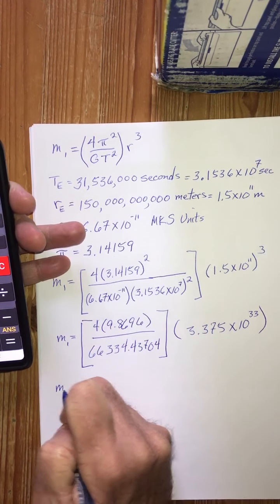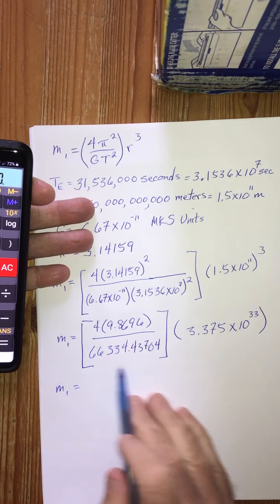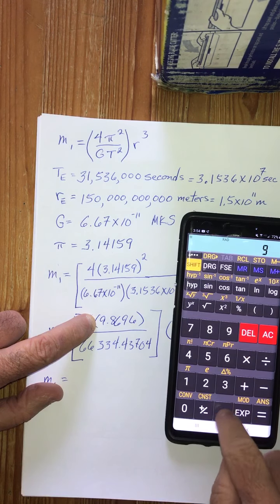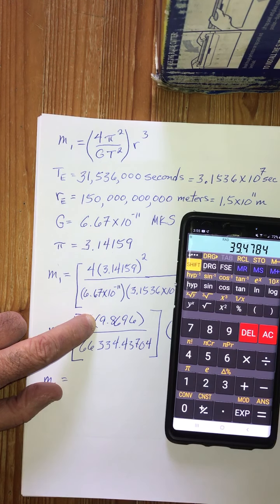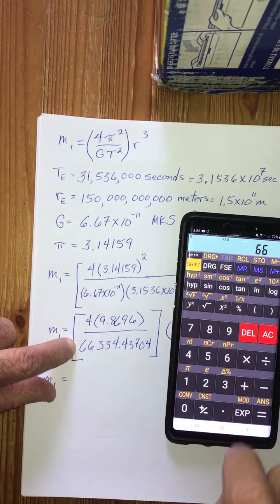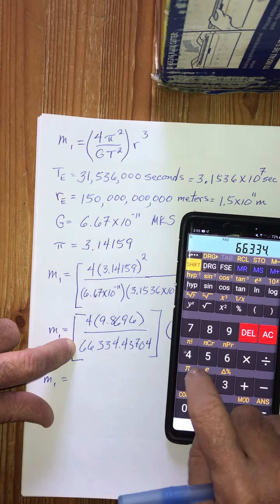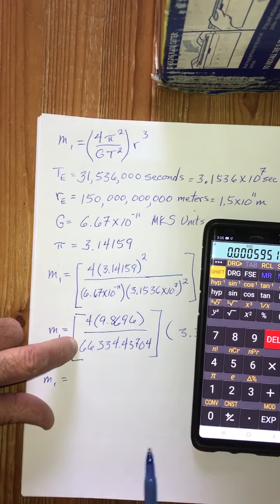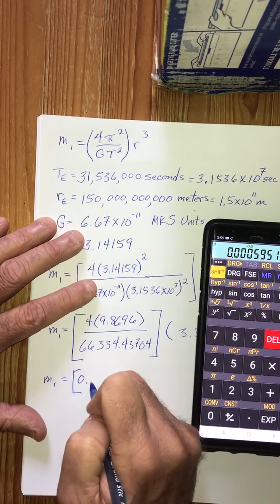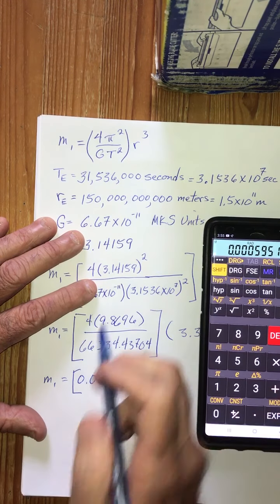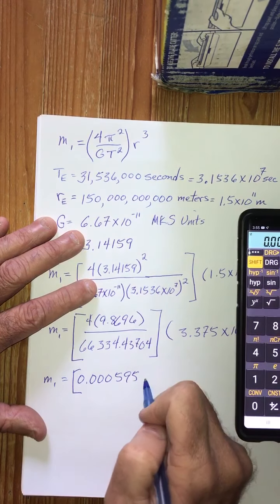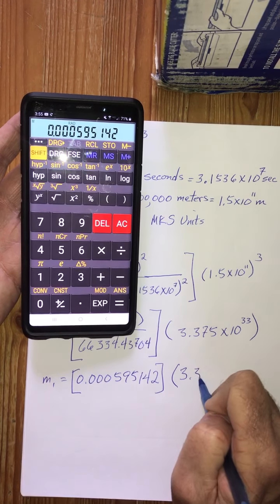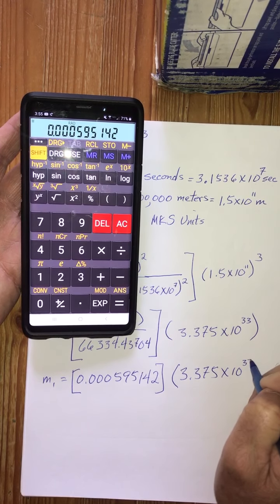Okay, so let's go to the next step, M1. Now let's resolve this thing that's inside the square brackets here first. So we're going to say 4 times 9.8696, get that answer, and we'll divide that by 66,334.43704, and we get this. That's a small number, 0.000595142. And we recall that we're going to be multiplying that by 3.375 times 10 to the 33rd power.